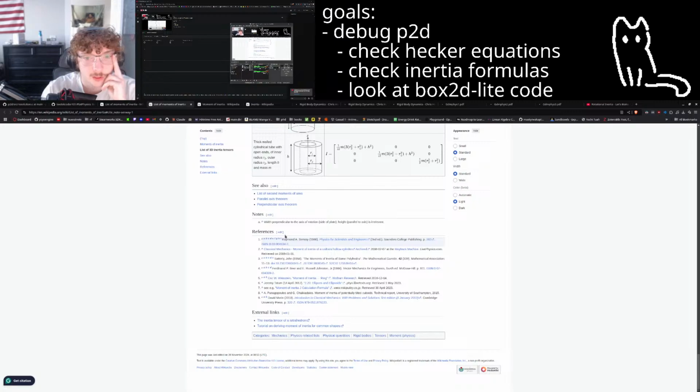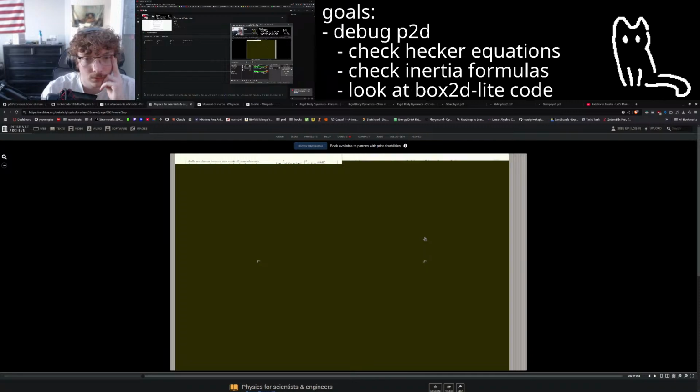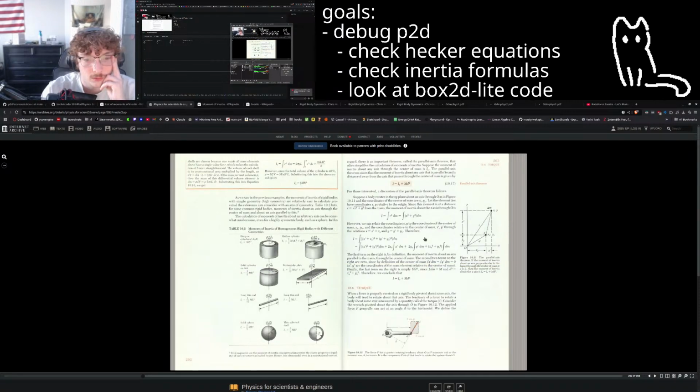No, it is not. Physics for Scientists and Engineers. Maybe this is cool though. I don't know. Oh wow, that's insane. This is like straight from... I wonder if this is... I mean, this actually could be useful.